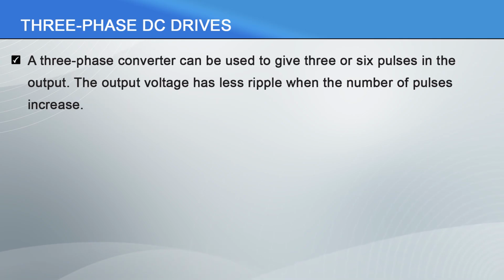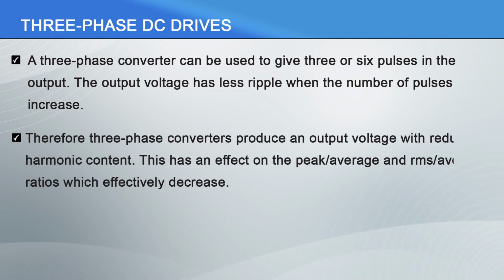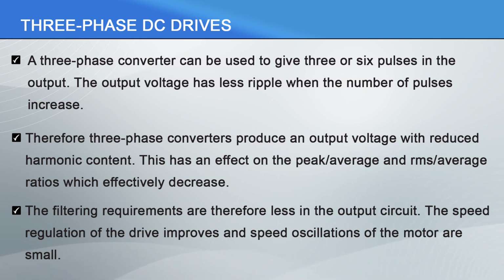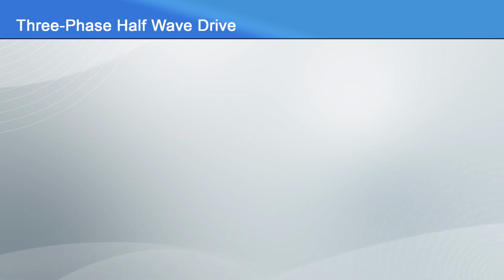The 3-phase converter can be used to give 3 or 6 pulses in the output. The output voltage has less ripple when the number of pulses increases. Therefore, a 3-phase converter produces an output voltage with reduced harmonic content. The filtering requirement is therefore less in the output circuit. The speed regulation of the drive improves and the speed oscillations of the motor are small. Now, first is the 3-phase half wave drive.